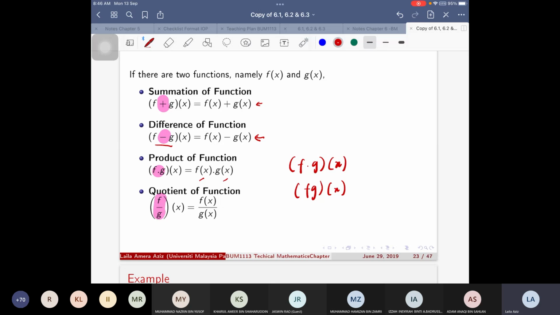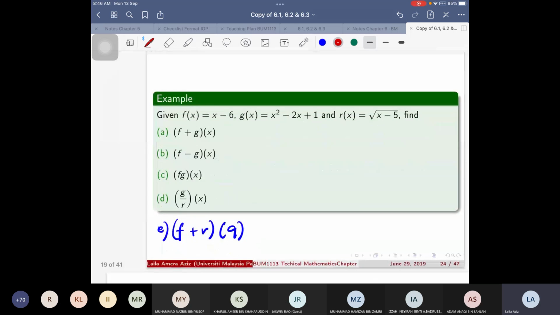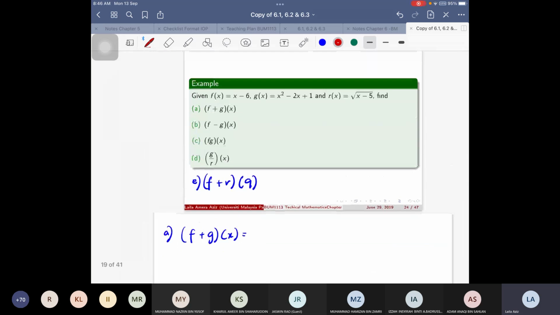And then we also have quotient. So quotient ni maksud dia adalah bahagi. So if you come across f over g of x macam ni, kita boleh separatekan dia sebagai f of x bahagi dengan g of x. Okay, so that is going to be operation of function. So let's have a look at a couple of examples. So I akan tunjukkan you a few examples.